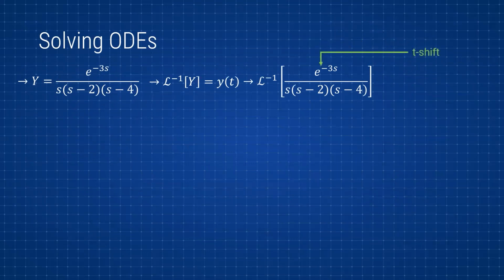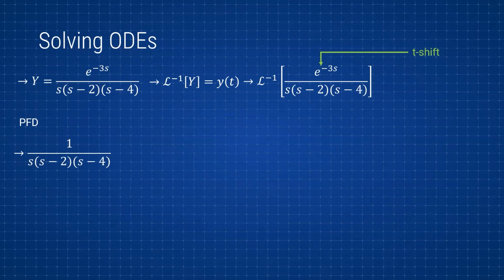And as you notice, that exponential in the s domain will correspond to a t-shift whenever you're doing the Laplace inverse. So that means that I can get rid of that, and it will come into play in a little bit. So by doing partial fraction decomposition, I can solve for the whole terms here.